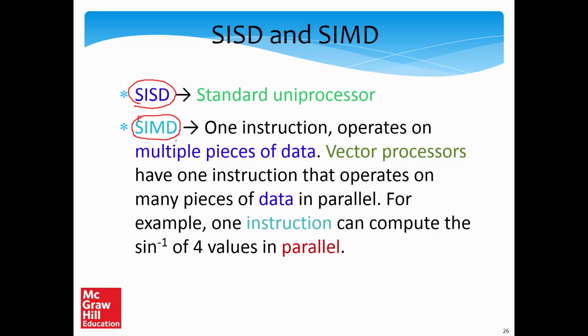SIMD means that one instruction actually operates on multiple pieces of data. So one instruction, an add instruction, will add A, B, also C, D, also E, F. We'll see an example of this. Vector processors pretty much fall in this category, and we'll discuss vector processors later on, in the same chapter. They have one instruction that operates on many pieces of data in parallel. For example, one instruction can compute the sine inverse of 4 values in parallel, right? So vector processors can do that. For the same instruction, multiple data items are actually accessed.